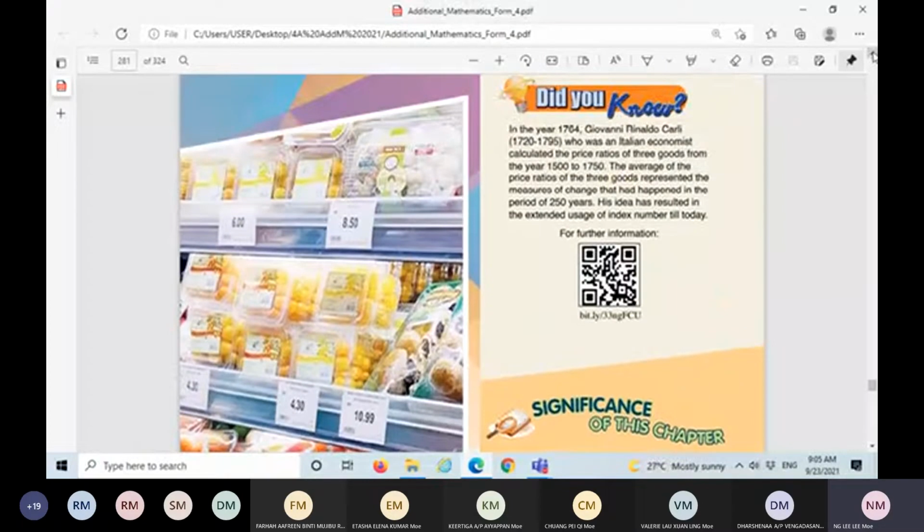Okay, you look at this. This is some of the history. So actually this index number is a price ratio. Since this is a ratio, you will always see something divided by something. That's why it's called a ratio. This index number is also a measure of change.